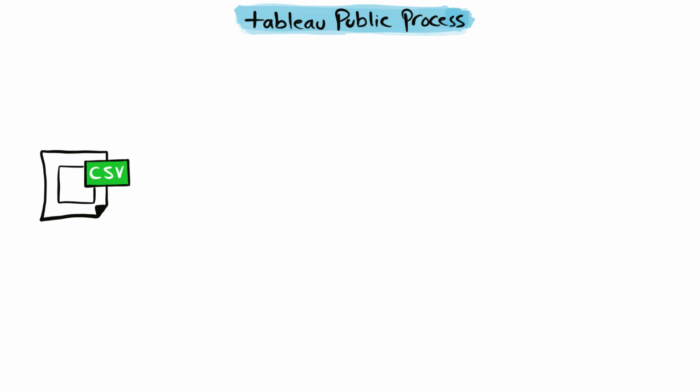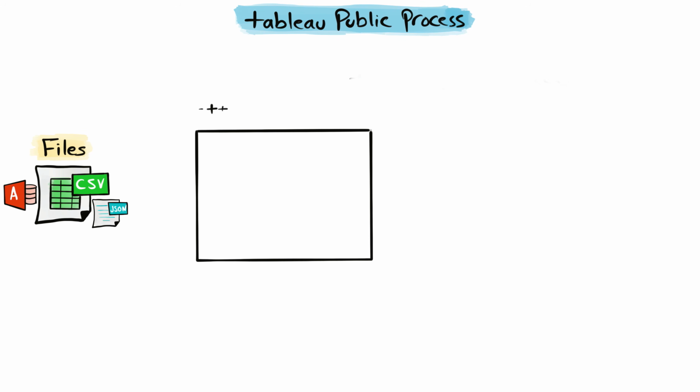Let's start with the source of our data. In Tableau Public, you can only connect files like CSV, JSON, Microsoft Access, and Google Sheets. The next component is Tableau Public Desktop. It is a free version of Tableau Desktop. It's software that you can download and install on your PC.